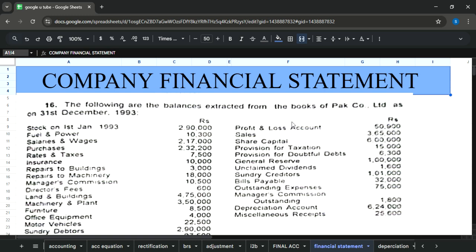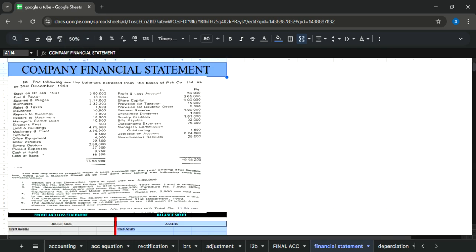Today's target is to solve question number 16. The chapter we are dealing with is company's financial statements, and here you can see the question is a little comfortable for us. Why? Two columns are available, one on the left, your debit side, and one on the right, your credit side, and the totals of both columns are available. It means it's a complete trial balance.